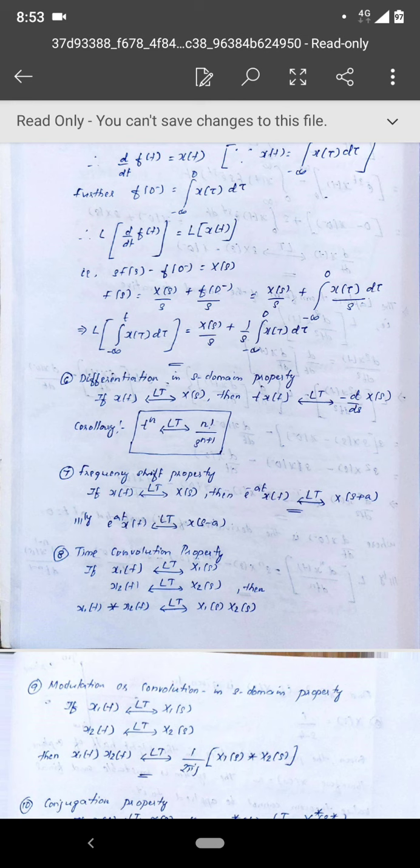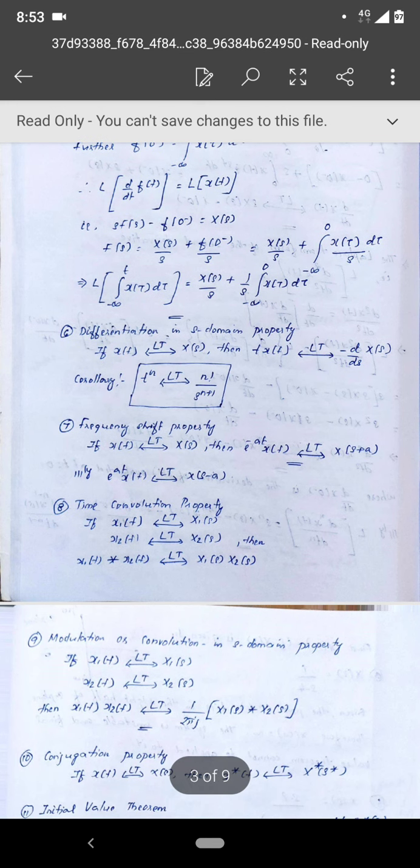From that there is a corollary, t raised to n. This is a very important result which you can apply in problems. The Laplace transform of t raised to n is nothing but n factorial by s raised to n plus 1. I hope you have seen these results in plus two classes or in preliminary engineering mathematics.